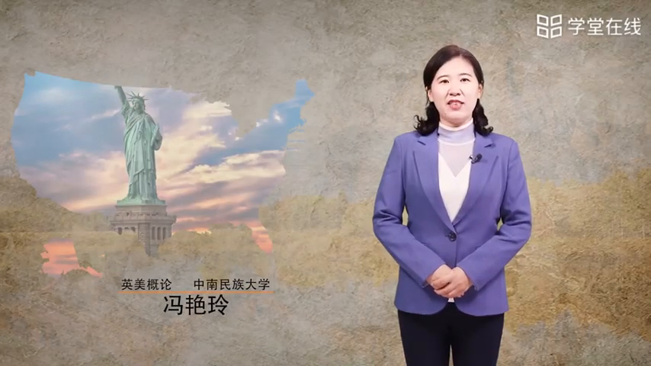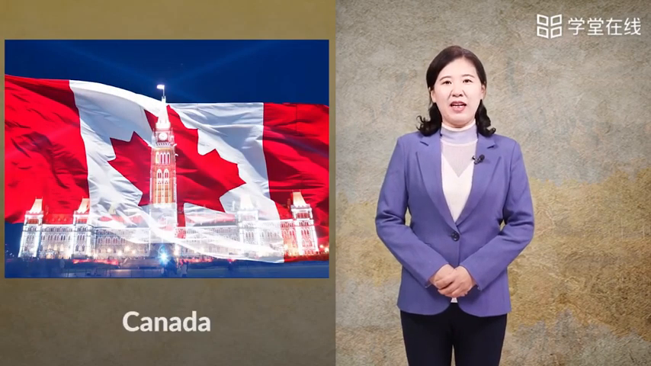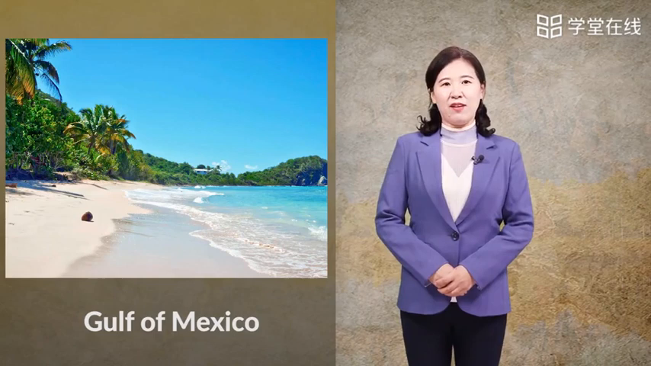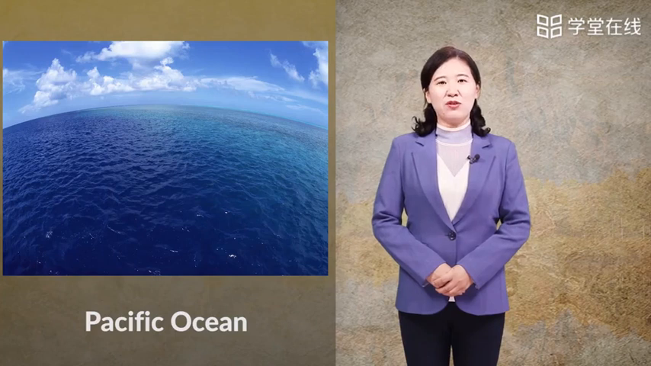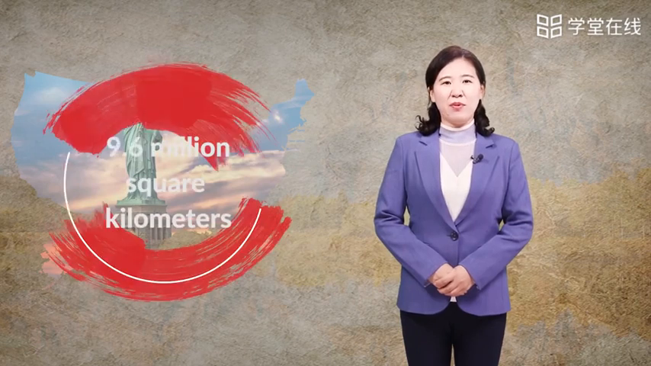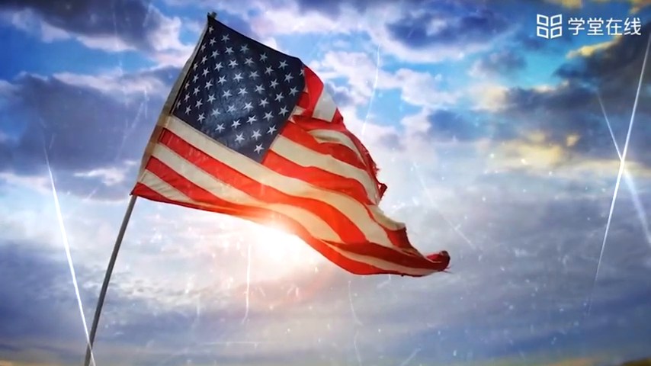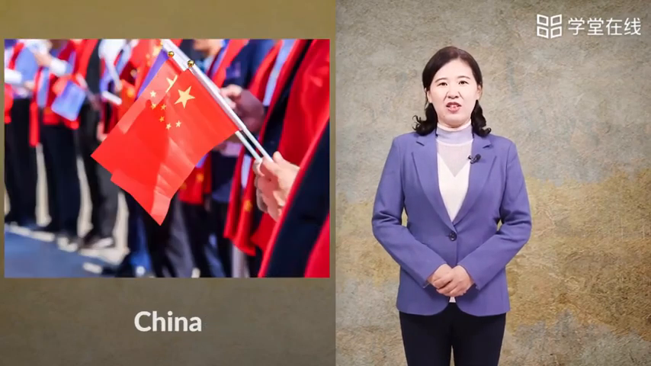The United States is located in the central part of North Africa, except Alaska and Hawaii. The country is bordered by Canada to the north, Mexico and the Gulf of Mexico to the south, the Atlantic Ocean to the east, and the Pacific Ocean to the west. The total area of the country is 9.6 million square kilometers.